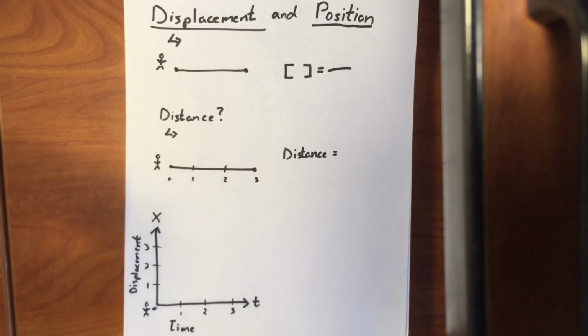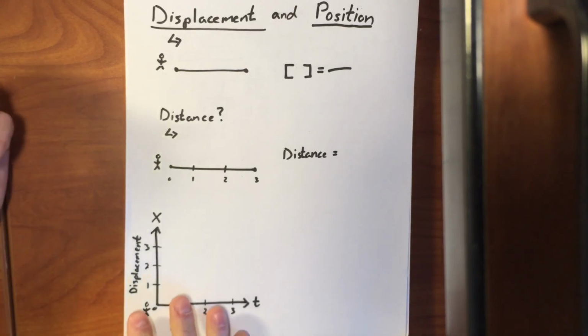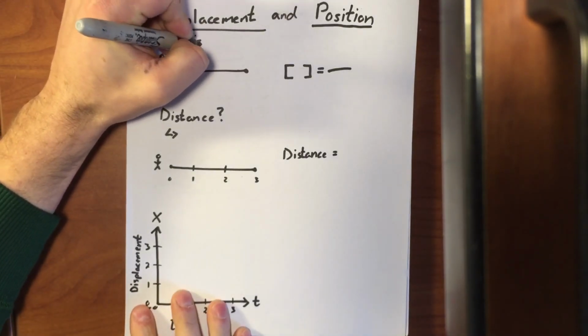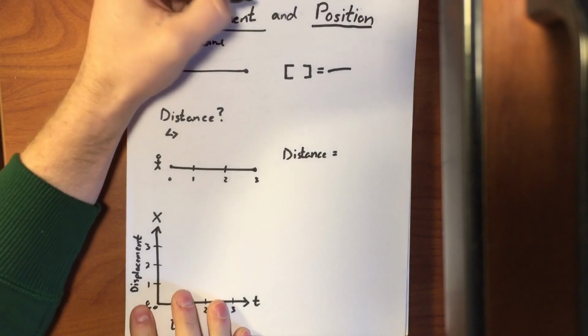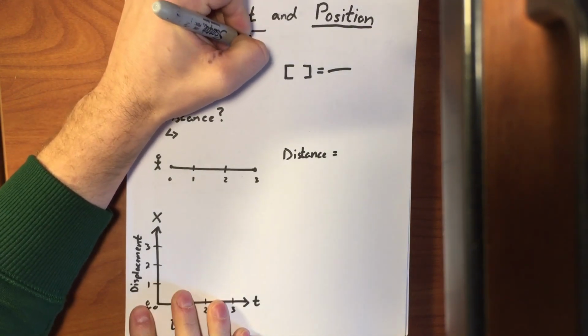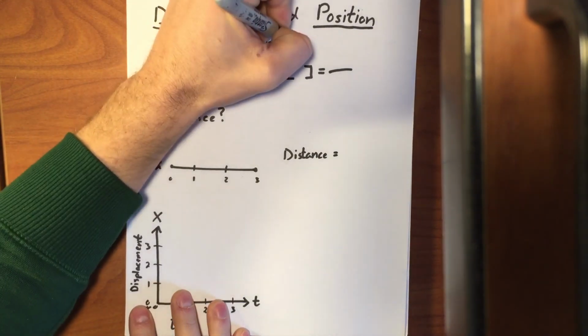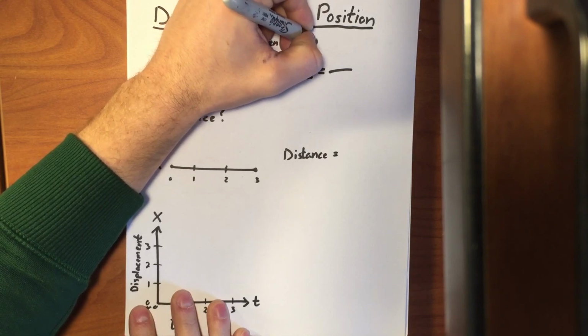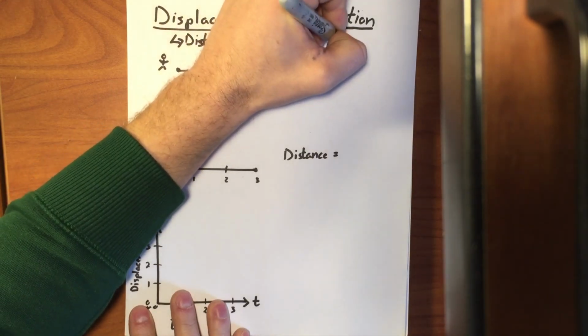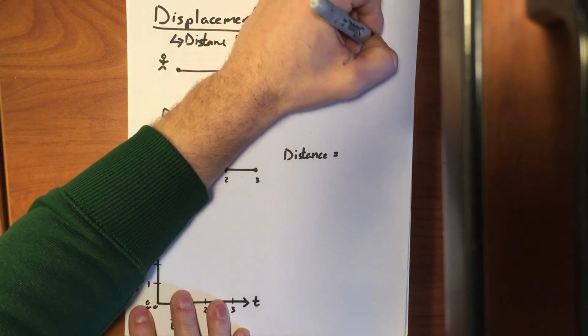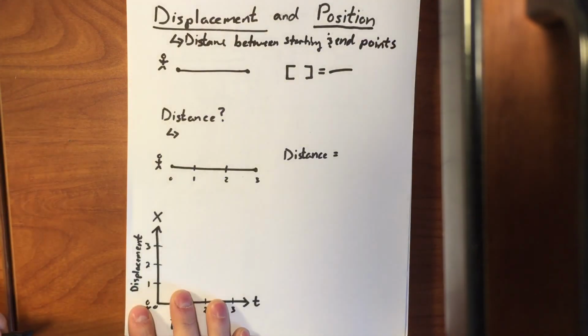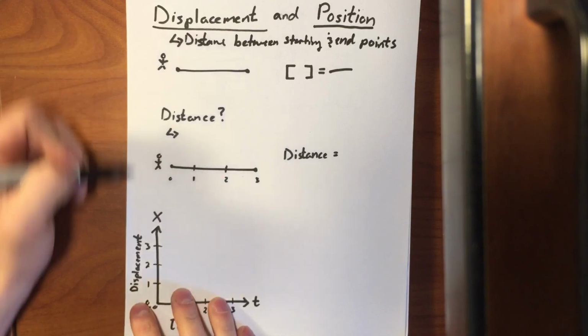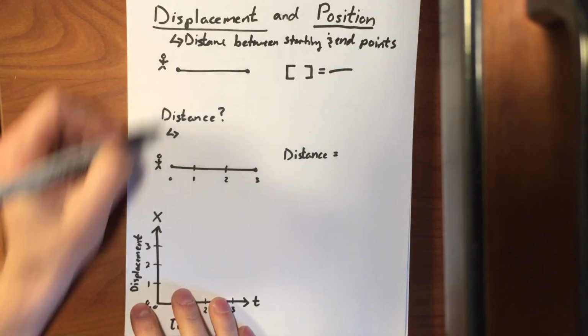So today we're going to be talking a little bit about displacement and positions and why you really care about that. So let's start out with displacement, and we're going to define that simply as the distance between the starting and ending points.